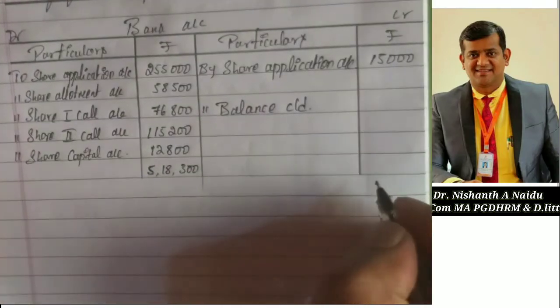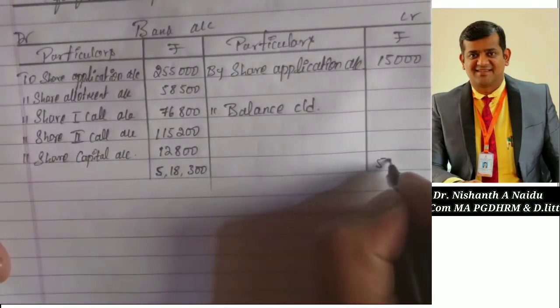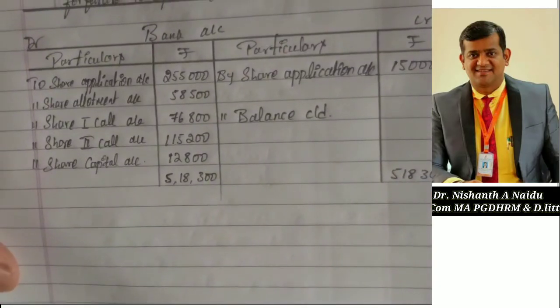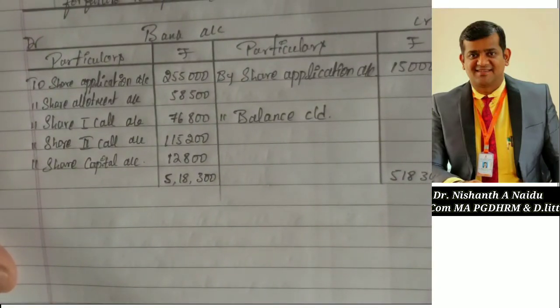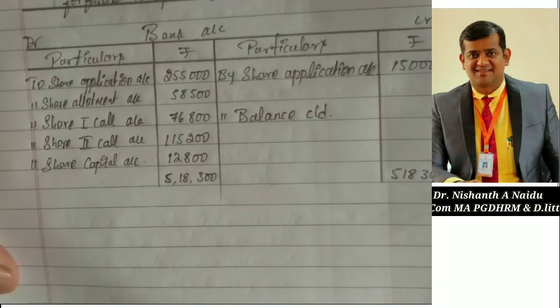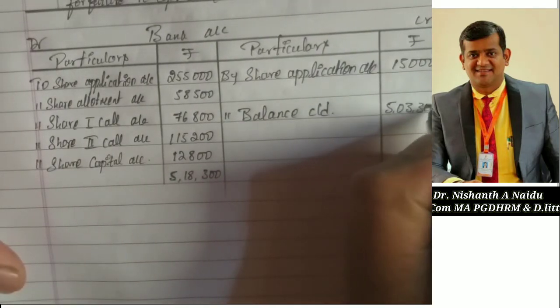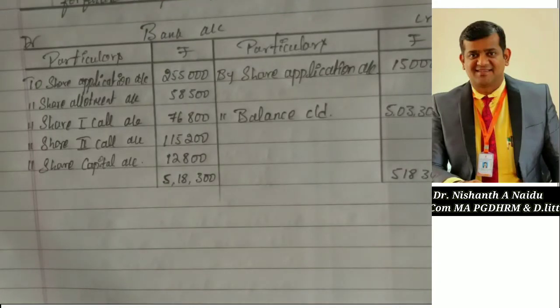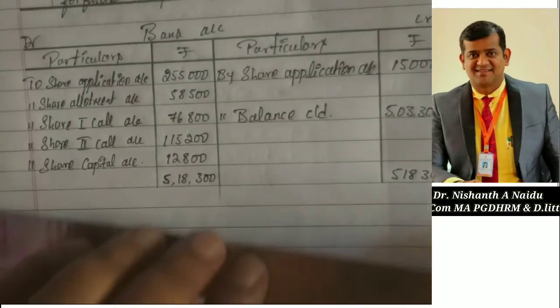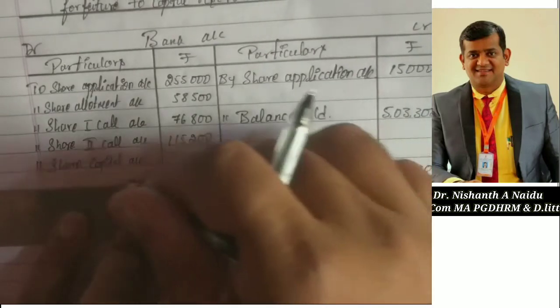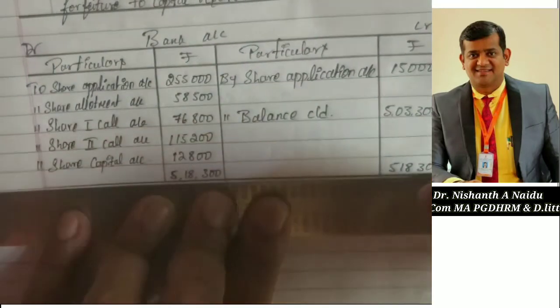5,18,300. So the same total I am writing this side also, 5,18,300. So now deduct the amount which is paid against application, 15,000 rupees. So how much you are going to get as a balance carried down? 5,03,300 rupees. So we are done with the bank account. So let us close the bank account table.